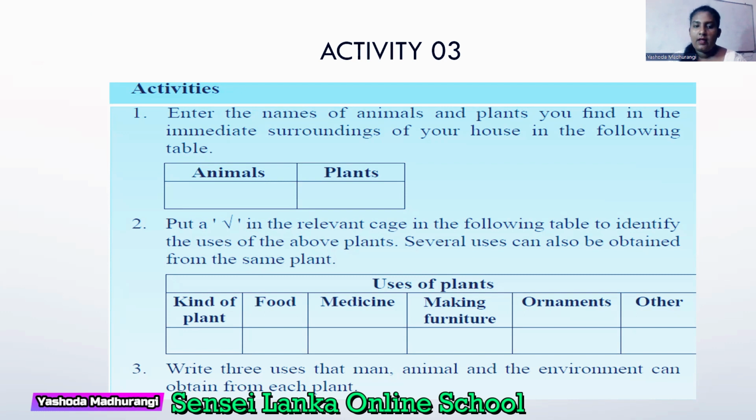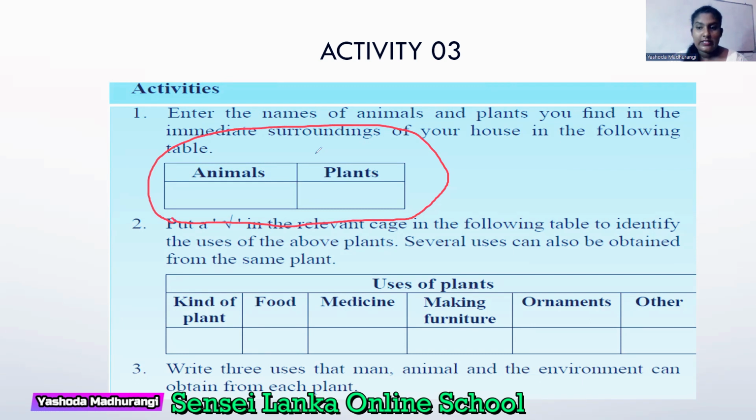Look at number 1. There you have to complete the table given here. It is really easy. There are only 2 columns, animals and plants. So in column 1, you have to write the animals in your home environment. Maybe cats, dogs, sometimes cows, monkeys, birds. You can write. And then plants. Maybe coconut, curry leaves, lotus, maybe very big and tall trees or small plants. No matter, you can write anything there. And then come to number 2. It is a very long table.